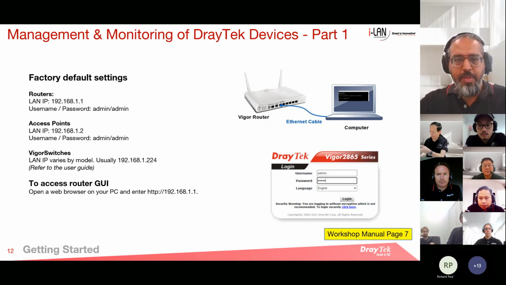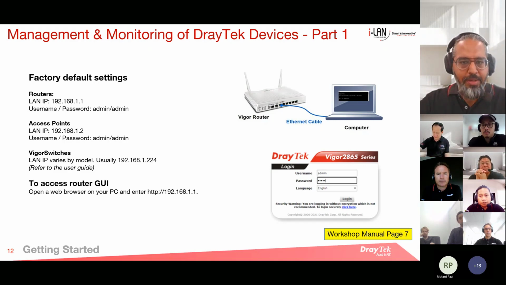The default username and password is admin and admin. And to access the router's GUI, you simply connect your PC to one of the LAN ports as shown in the diagram. And using your browser, connect to 192.168.1.1 IP address, and you should see the login menu.